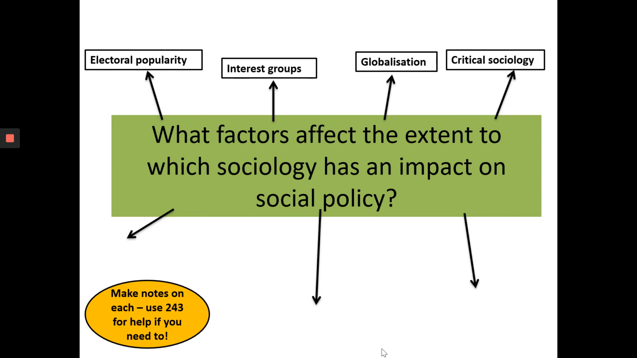Critical sociology. If sociologists are critical of the status quo, if you think about Marxists in particular, they're unlikely to be influential. Cost. We might think that benefits should be raised for groups that are not privileged or are perhaps struggling, for example disabled groups. They might suggest this policy, but if government feels like it can't afford it, it's unlikely to implement it.